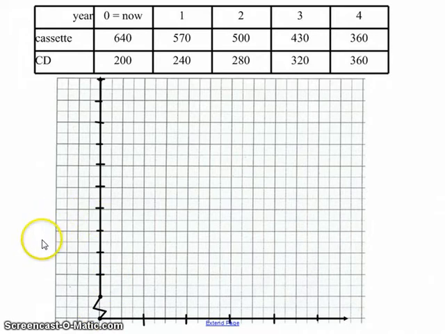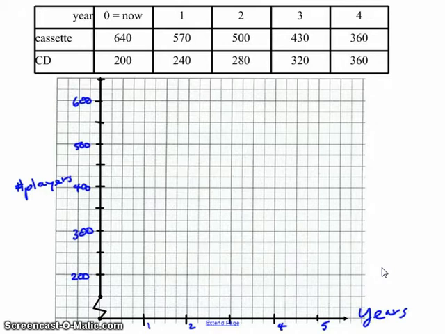I have to admit that sometimes I take more than one try. This was probably at least 2 tries, maybe more, to get this to fit properly, but I finally was able to fit everything on here the way I wanted to. So I've got years along the bottom. After all, years are going to be my independent variable, and the number of players that I sell are going to depend or be a function of the number of years that go by. So I've got the number of players on my y-axis where they belong. And I had to have a broken graph so that I could fit from 200 all the way past 600.